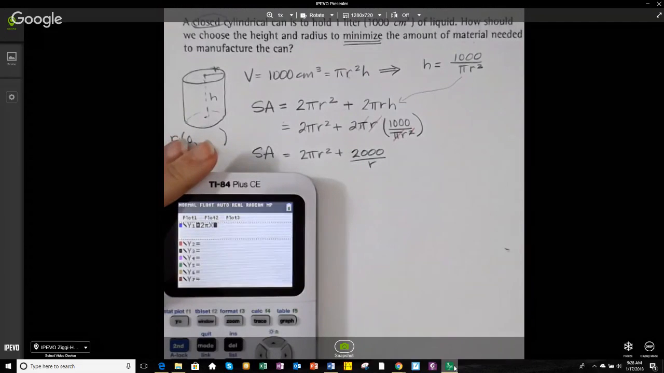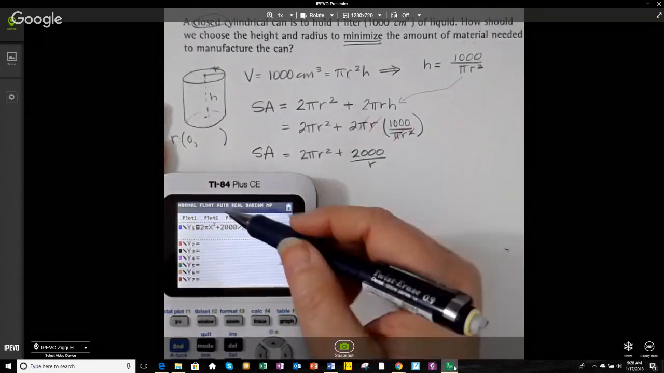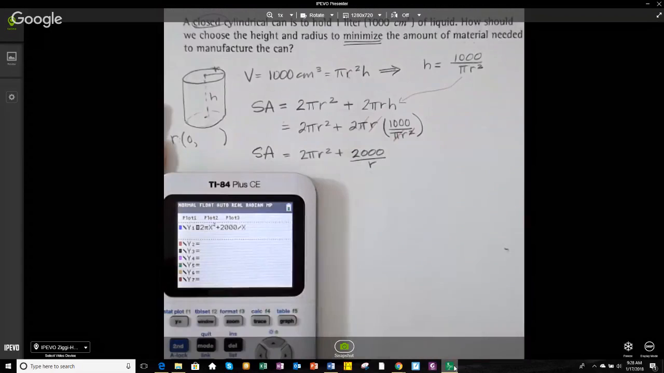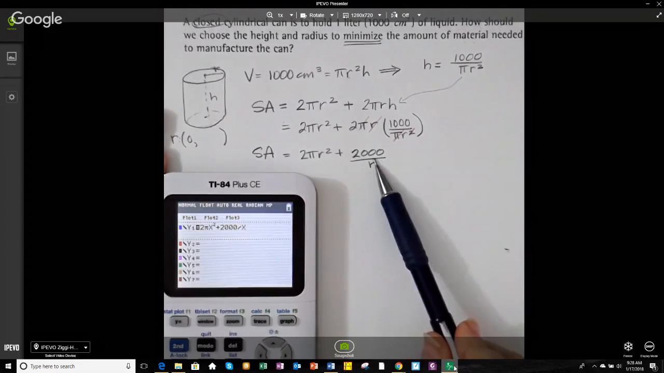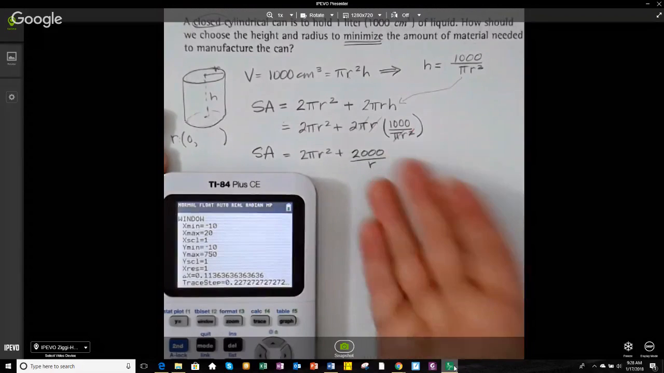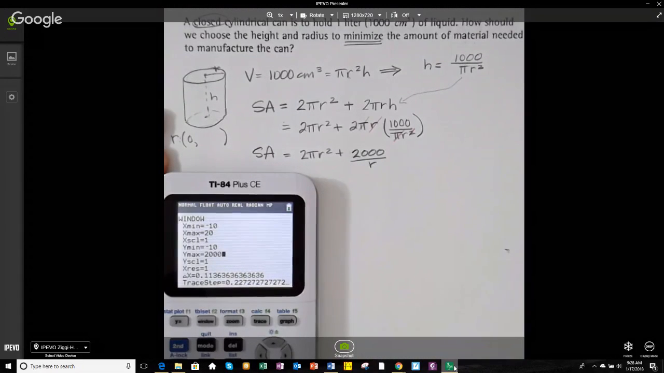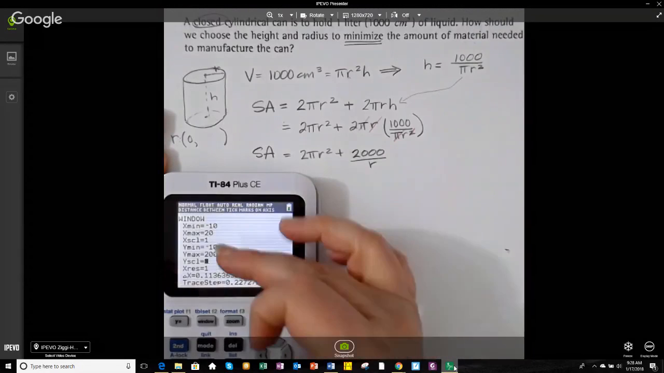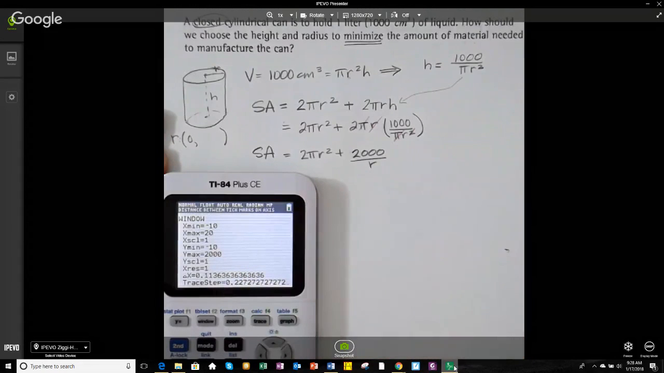I'm going to put x squared plus 2,000 divided by x. And then I know that r has to be bigger than 0. And I see that this is a big 2,000 here, so I'm going to have to change my window, I think. So let's change our window to, I'm going to put 2,000, and I think it's certainly going to be less than 20. So let's just see the graph.